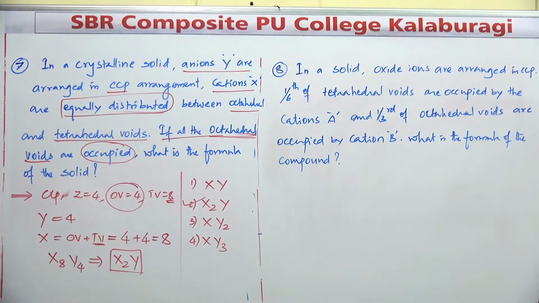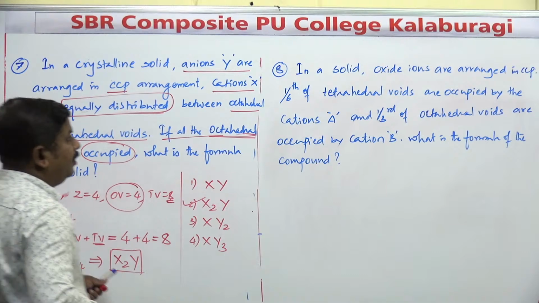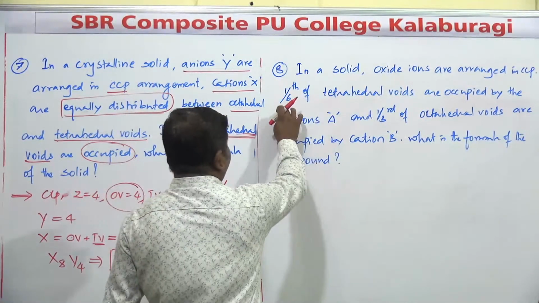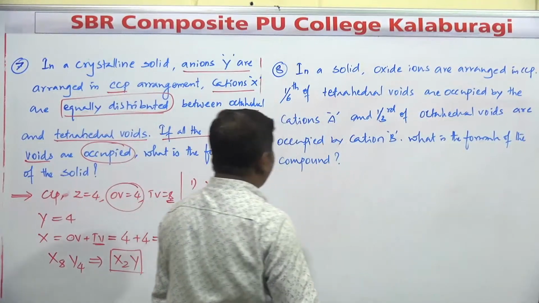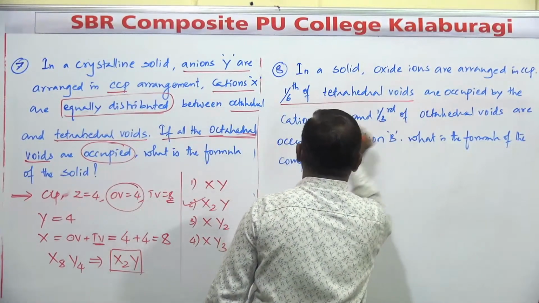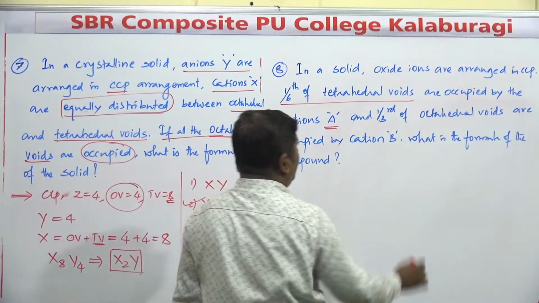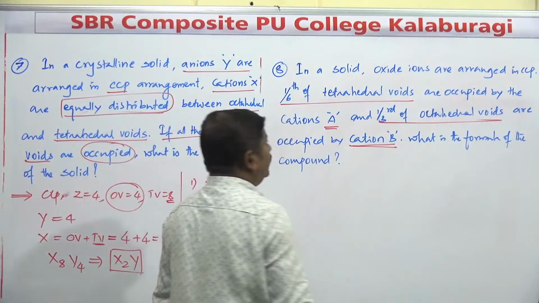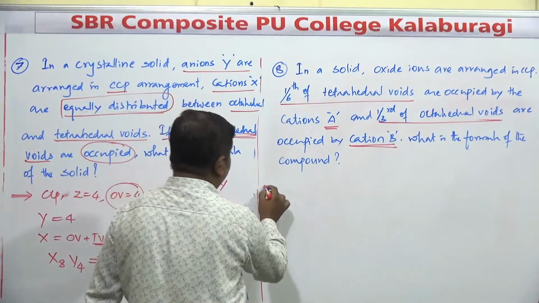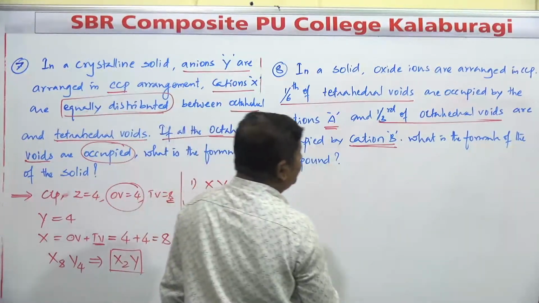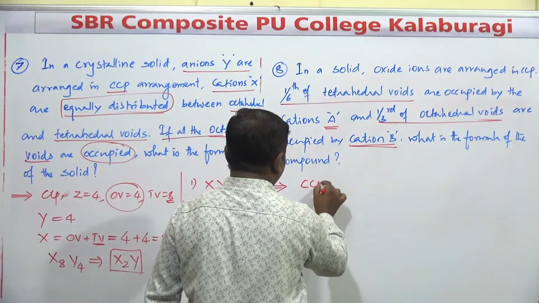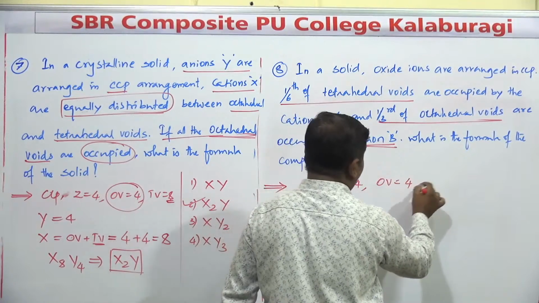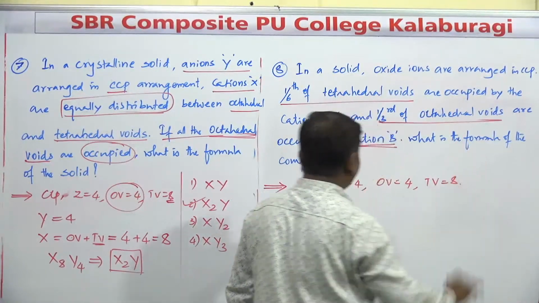To find out the total formula of the compound: in a solid, oxide ions are arranged in CCP arrangement. 1/6 of the tetrahedral voids are occupied by the cations A, and 1/3 of the octahedral voids are occupied by the cation B. Okay. Then what is the formula of the compound? What type of arrangement is given? For CCP type of arrangement, Z is equal to 4, octahedral void is equal to 4, tetrahedral void is equal to 8.